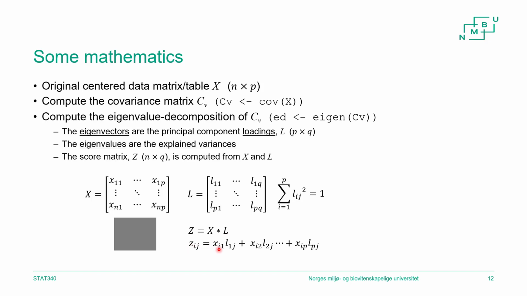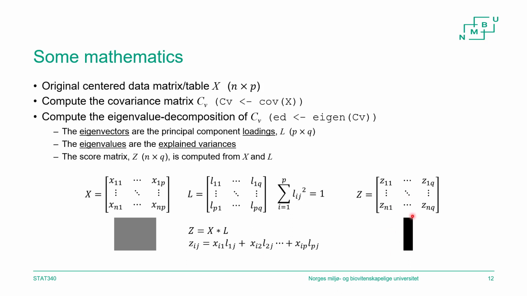Or if you write it in component form like this, then the score for row i, column j, you find like this. And we actually saw it in that numerical example a couple of slides ago, where I colored this differently, red, green, and blue. So then you get the score matrix here. So the score matrix is a product of the original data and the loadings. This is worth remembering for later, because we will come back to this in a couple of weeks.